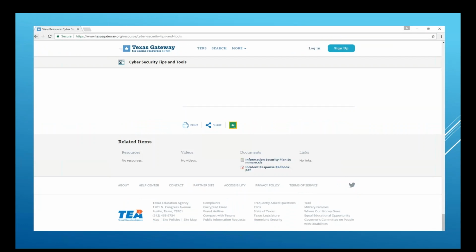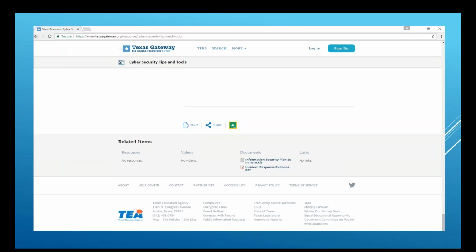If you go to the very bottom of the page, you will see documents. And you'll actually see two documents located there. One is the Information Security Plan Summary, and the other is the Incident Response Red Book. Today we'll be covering the Information Security Plan. We will have a webinar based on incident response and using the Red Book.